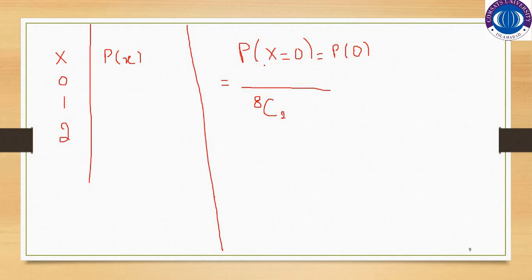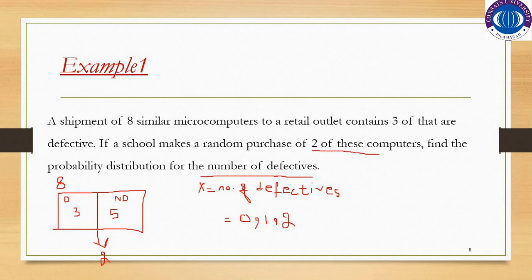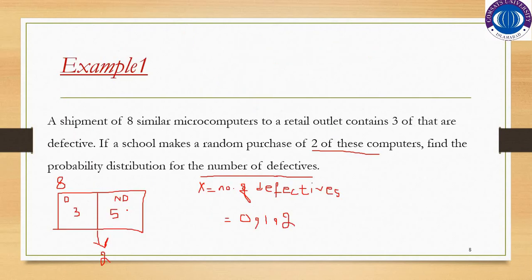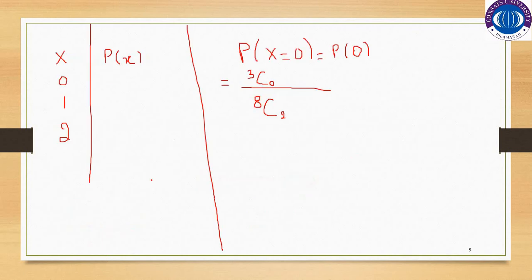Now we have to find out the favorable outcomes. It means that 0 are defective and we know that there are 3 defectives. So it means from these 3 defectives, 0 computers are coming. But we have to select 2 computers randomly. So both of them are coming from these 5 non-defectives. So this could be 5C2. This is the way to find out the probability that X is equal to 0. It means that 0 defective computers are coming in the purchase of 2 computers.